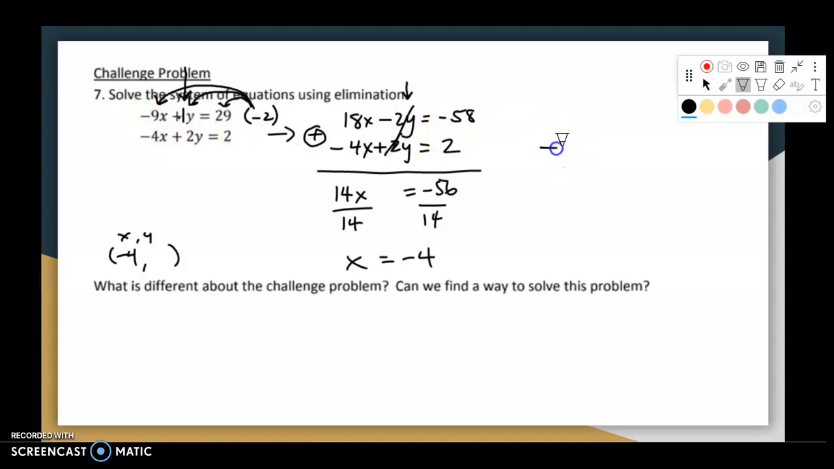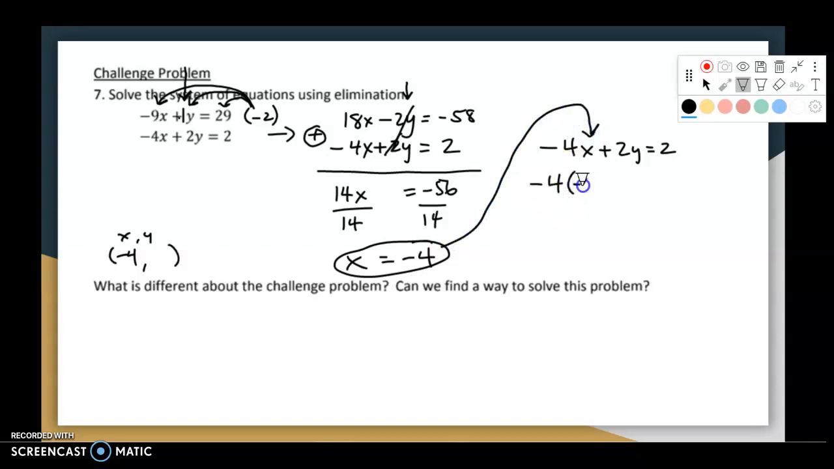I'm going to plug it into the bottom one, just because the numbers are a little smaller. That's really the only reason. It might be easier, but you can plug it into the top one too. So I'm going to take negative 4 and plug it in for x. I have negative 4 there already, times negative 4 plus 2y equals 2. That gives me 16 plus 2y equals 2.